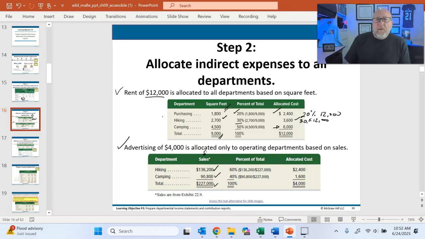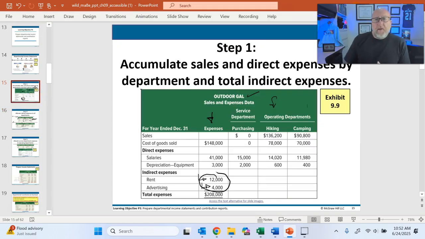Now we notice the purchasing department, right? If I go back up to the previous slide, the purchasing department didn't have any sales. And so we aren't allocating any of the advertising expense to the purchasing department because it didn't have any sales. We're not allocating anything. All right.